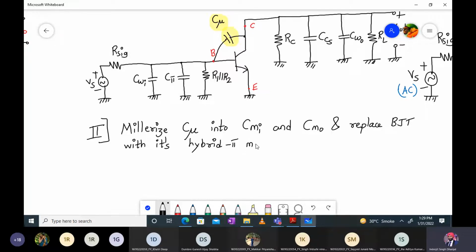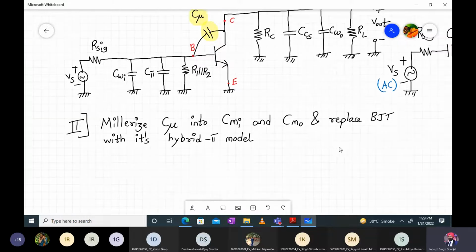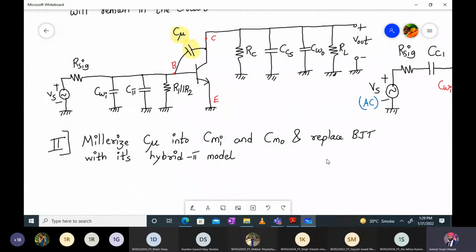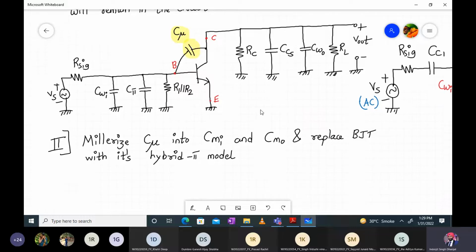Can someone confirm if there is any problem in the audio or the screen is clearly visible? Please confirm. Sir, the audio is clear and screen is visible. Okay, thank you. And do it along with me, all these things, because this is an important concept.